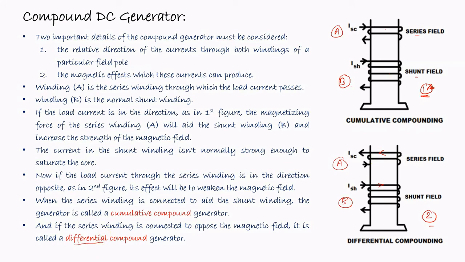So for cumulative compound generators, the net magnetic field will be the summation of the two magnetic fields produced by two coils, whereas for differential compound generators, the net magnetic field will be the difference between two magnetic fields produced by two different coils.